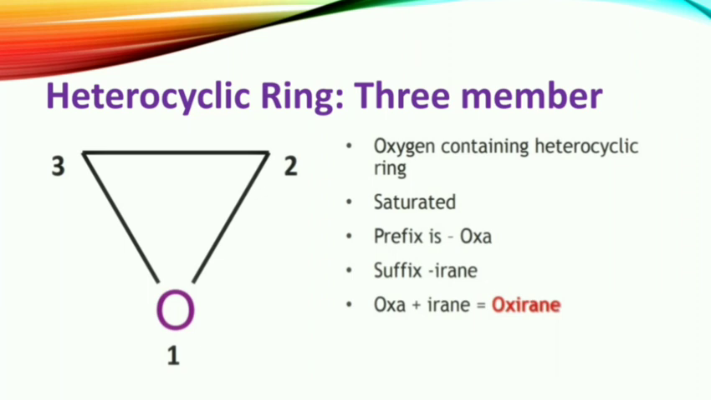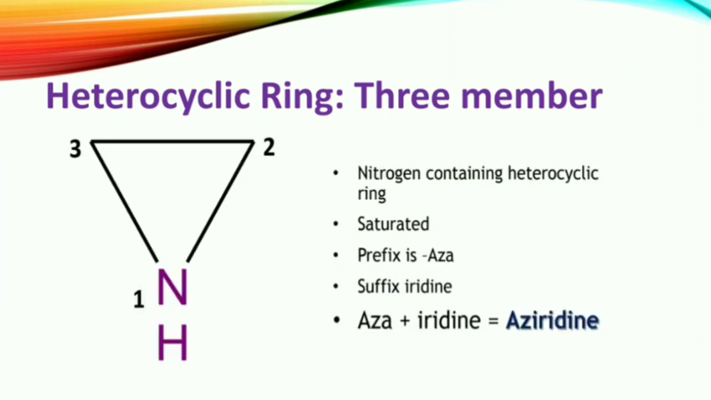While combining the prefix and suffix, you have to remember one thing: you have to remove the a from the prefix and combine the prefix and suffix. So you get oxirene as the name for this heterocyclic compound. Okay, we'll see another example for a 3-member ring structure.